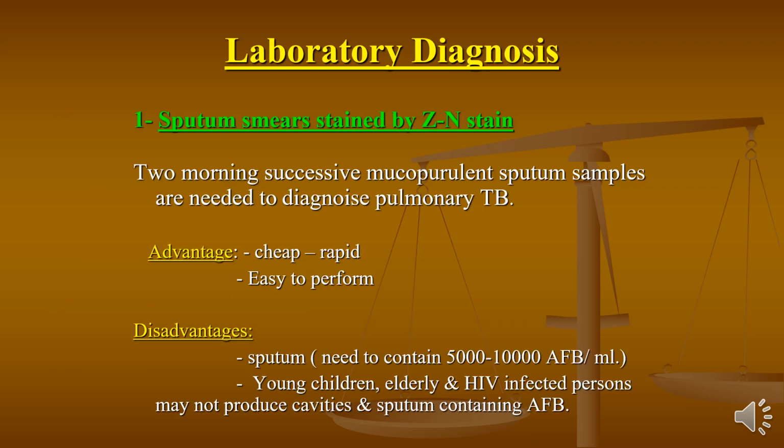Sputum is stained by ZN stain. You have to collect two morning samples which are mucopurulent. The advantage of this test is it is cheap, rapid, and easy to perform. The disadvantage is the sputum should contain around 5,000 to 10,000 bacilli per ml. Young children, elderly people, and HIV infected people will not produce cavities and sputum containing AFB.